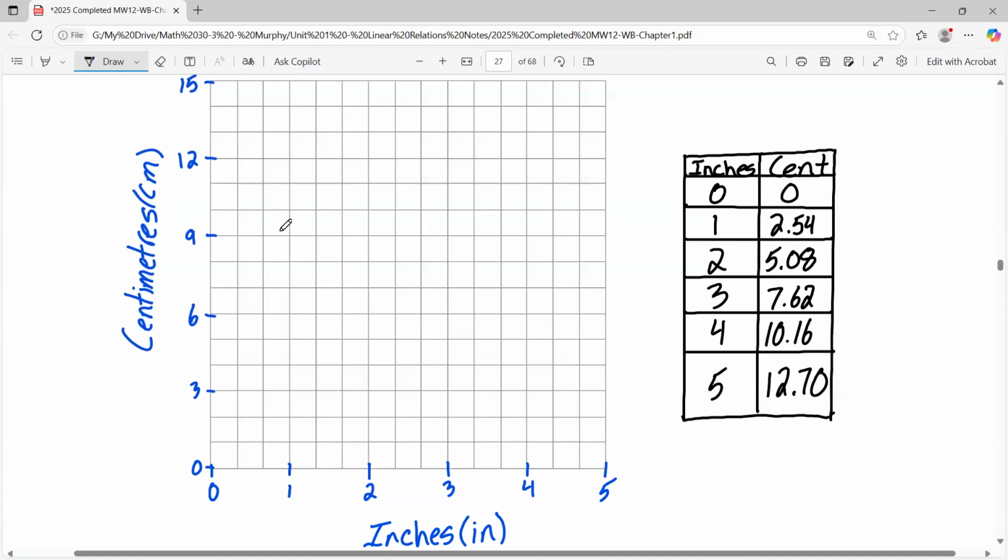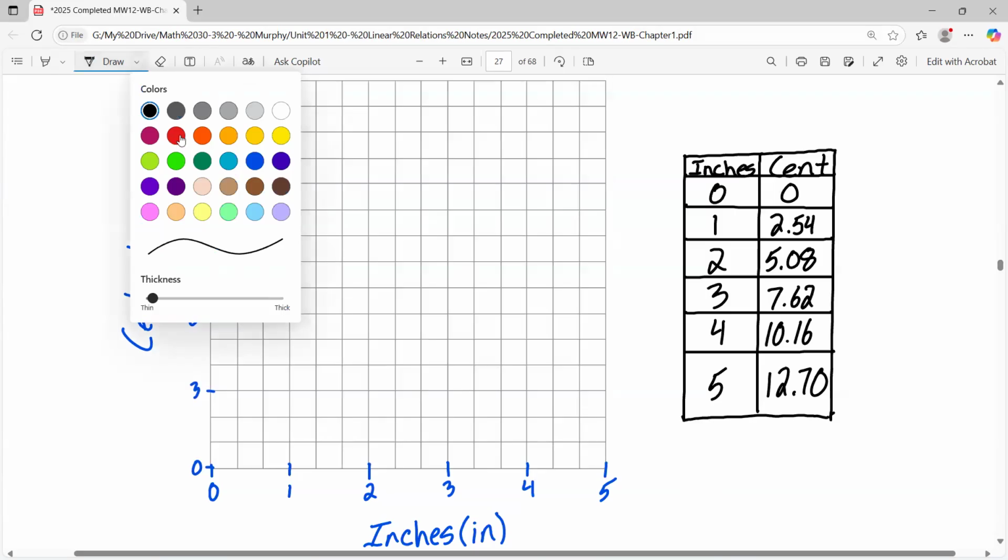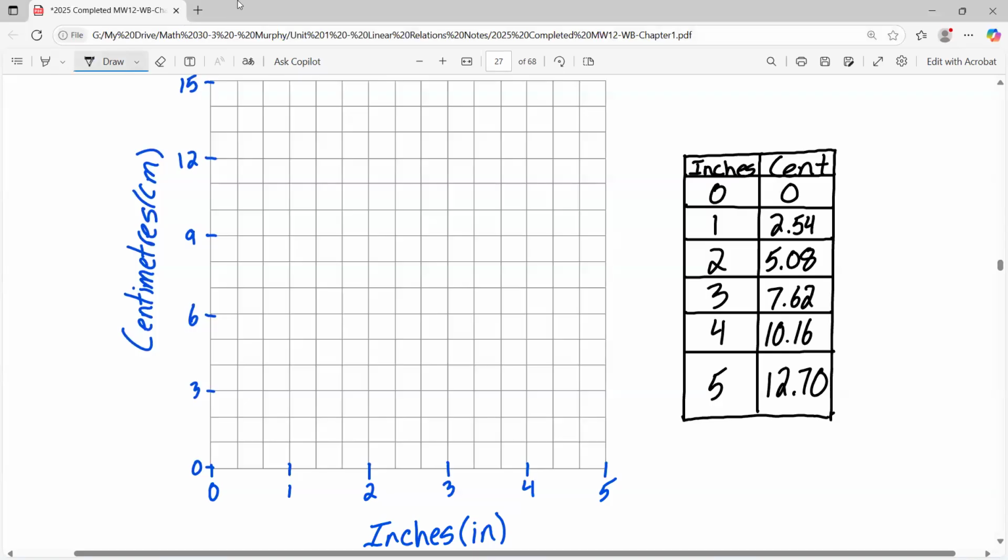Okay. Here's the graph already set up to go. And we will plot our points. Okay, so 0 and 0, direct. And then 1 inch and 2.54 would be about there somewhere. And then 2 would be just above 5. Okay, so 4 or 5, just above it.